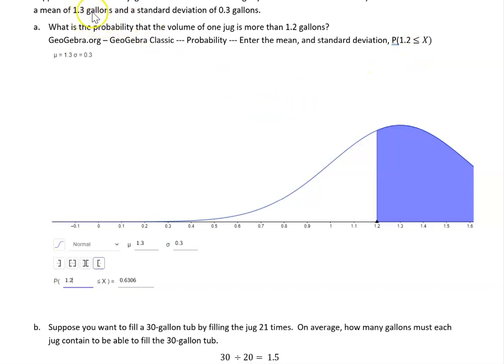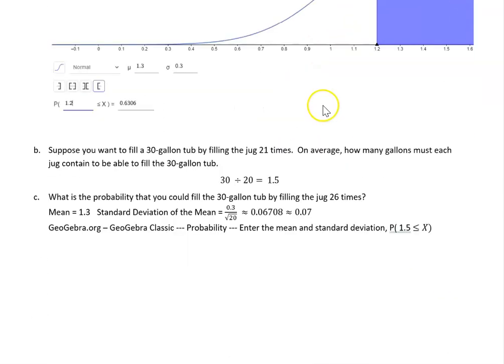That makes sense because it's an average of 1.3, so probably it's going to be at least pretty close to that. Okay, then I'm going to do a second part here where I'm going to use the standard deviation of the mean. Second question, suppose you want to fill a 30-gallon tub by filling a jug 21 times. On average, how many gallons must each jug contain to be able to fill the 30-gallon tub?